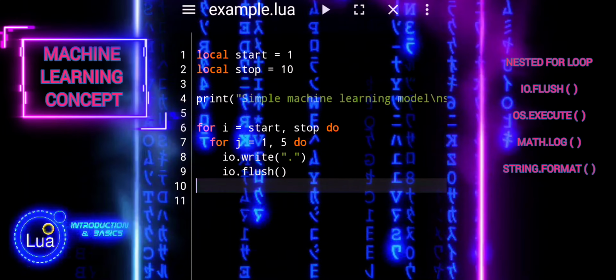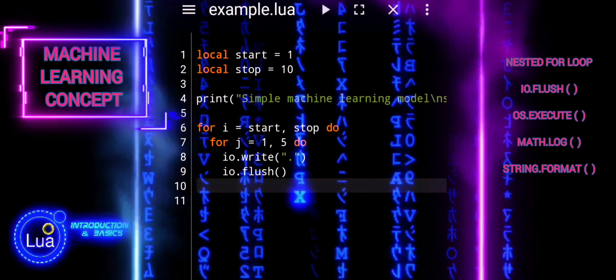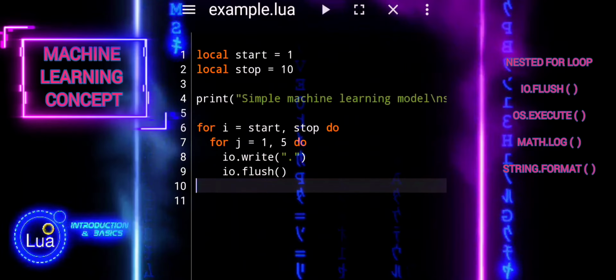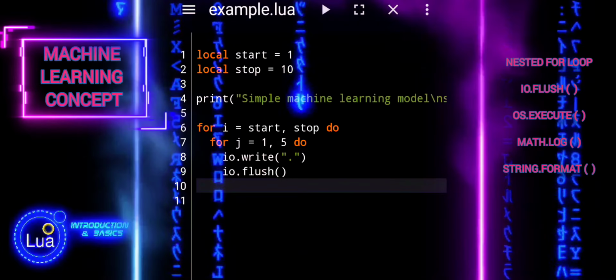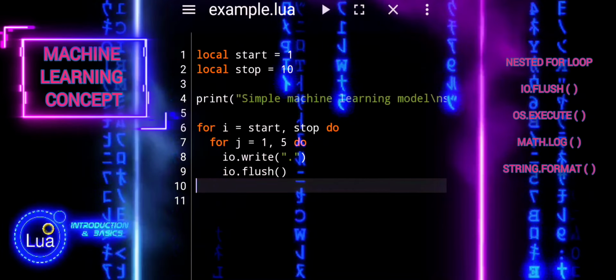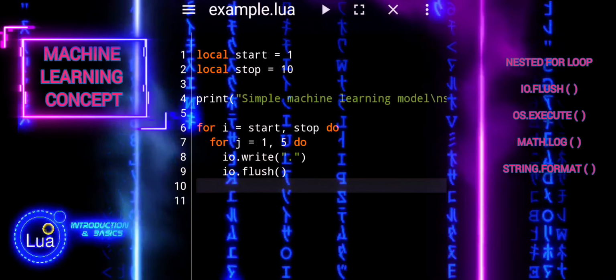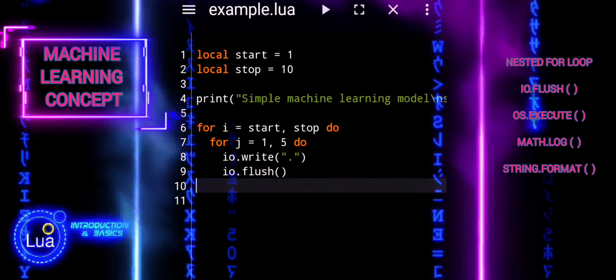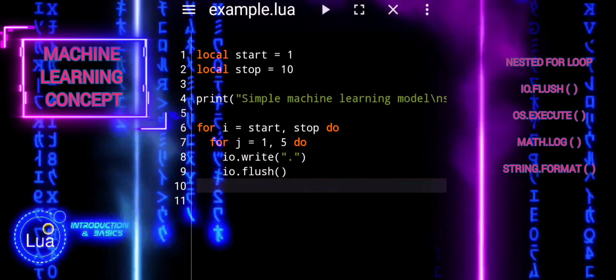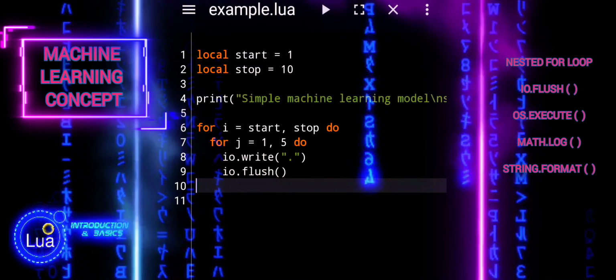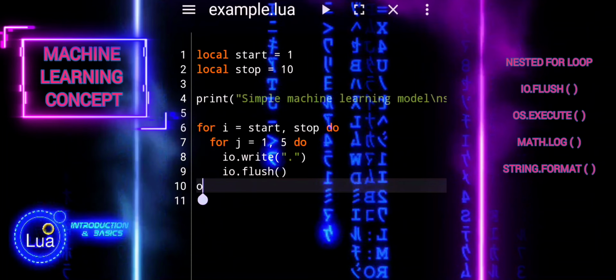By calling io.flush, you ensure that any buffered output is immediately written to the output device, making it visible to the user or available for further processing. This function is commonly used in situations where real-time or interactive output is required, such as in command line interfaces, progress bars, or simulations.